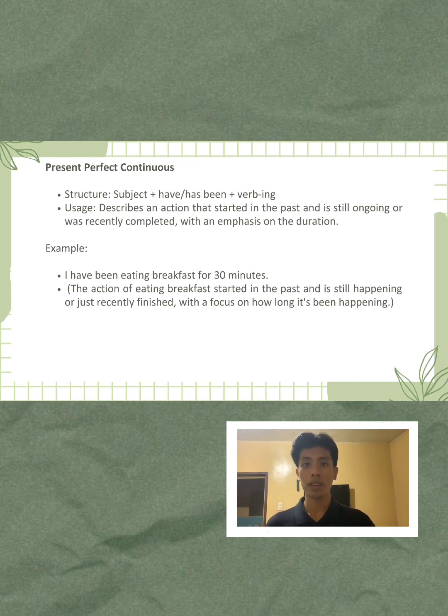In its present perfect continuous form, the structure should be subject plus have or has been plus the verb ing. Its usage describes an action that has started in the past and is still ongoing or was recently completed, with an emphasis on the duration. And here's an example sentence. I have been eating breakfast for 30 minutes. So the action of eating breakfast started in the past and is still happening or just recently finished, with a focus on how long it's been happening.